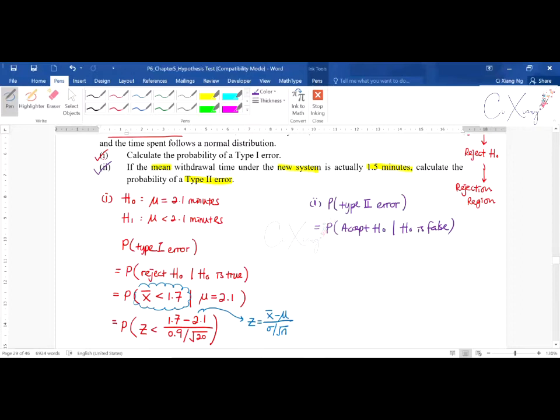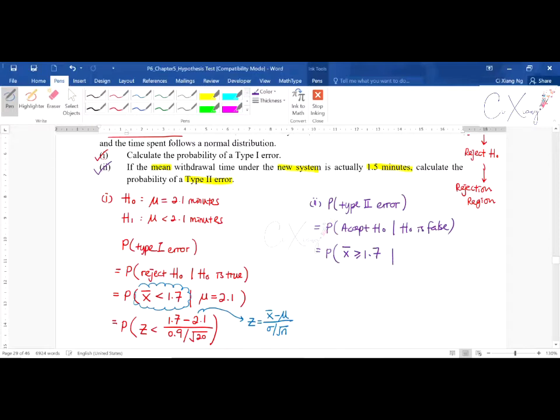Okay, so let's start. Type 2 error, they want you to accept the null hypothesis. Accepting the null hypothesis means you need to put in the acceptance region. Like just now, you already know that sample mean smaller than 1.7 is the rejection region. So the acceptance region will be the opposite. Correct or not? The opposite sign. That means sample mean greater than or equal to 1.7. This will be your acceptance region. So once you get the rejection region, automatically you will know the acceptance region as well, which is the opposite sign only.